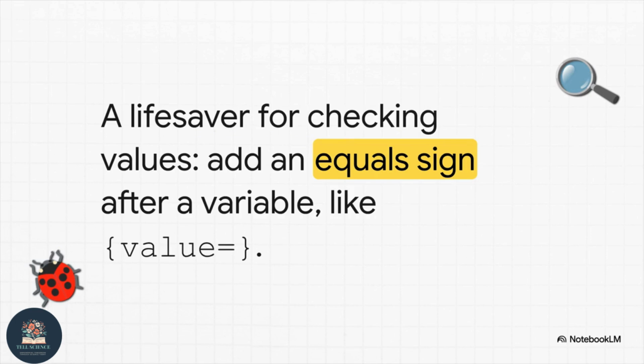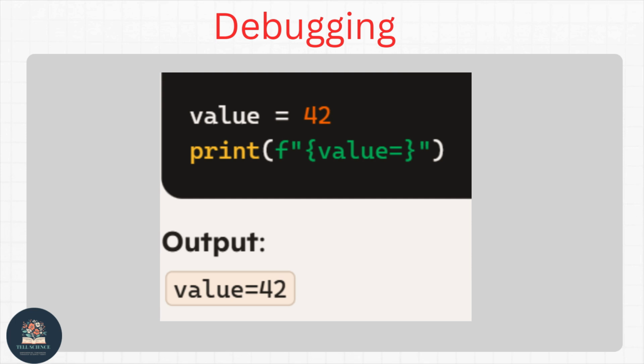Okay, this next feature is an absolute game changer, especially when you're debugging your code. All you have to do is put an equal sign right after your variable name inside the curly braces. And look what happens. The output literally includes the variable's name, an equal sign, and its value. This is my favorite trick for quickly checking what's going on in my code. It's a lifesaver, trust me.